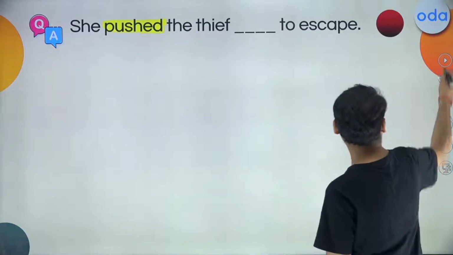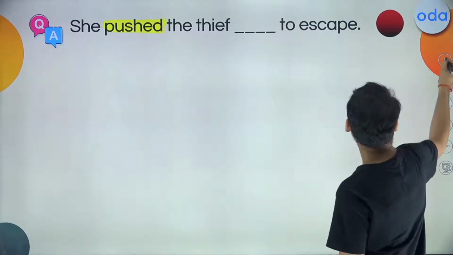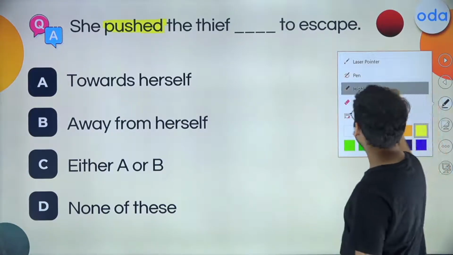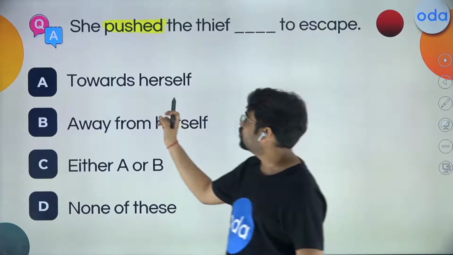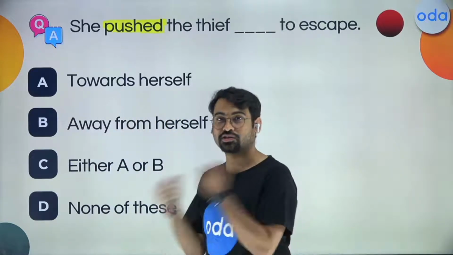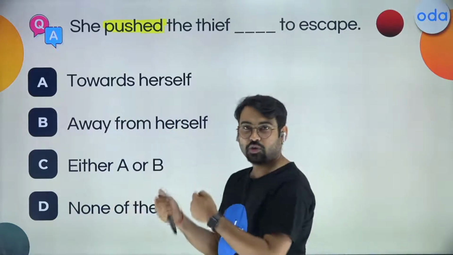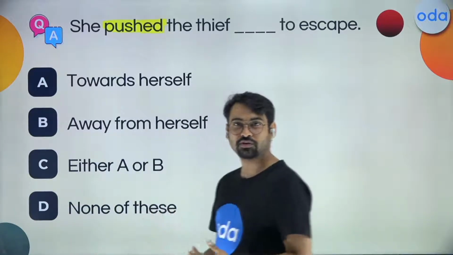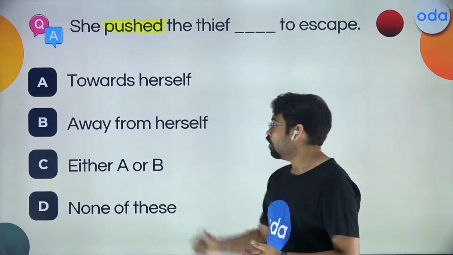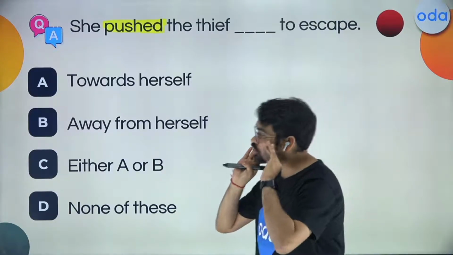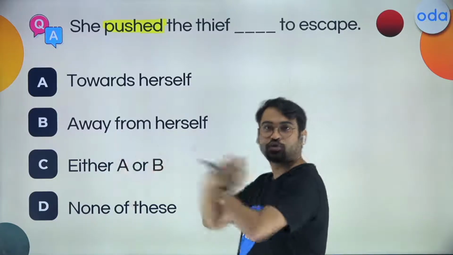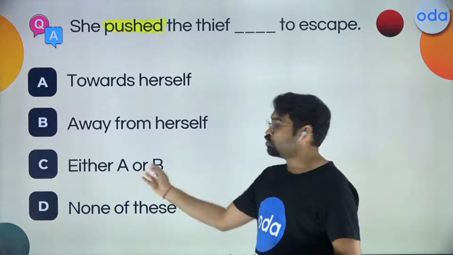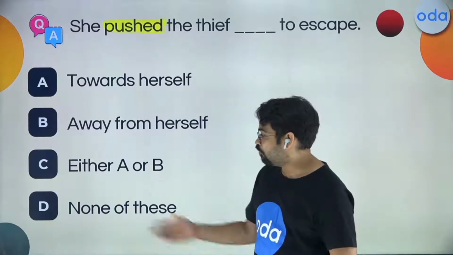So let us try to see the options as well. Now, what exactly do we have in the options? We have option number A telling us that she pushed the thief towards herself. Towards herself. Would she like to push the thief towards? कि आओ thief मेरे पास आओ, चोर मेरे पास आओ, robber come towards me. Or will she try to push the thief away from herself? कि दूर जाओ रॉबर, don't rob me. कि कुछ भी कर सकती, either A or B, या फिर none of these.